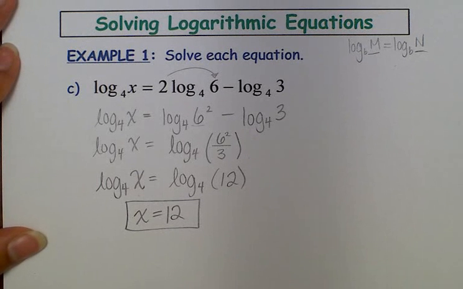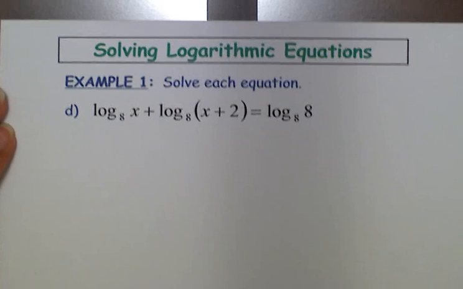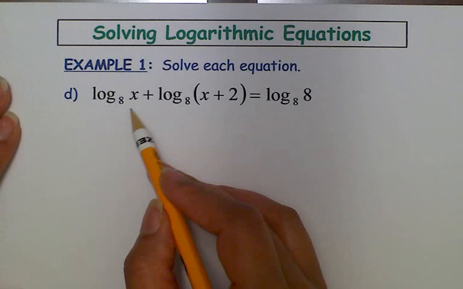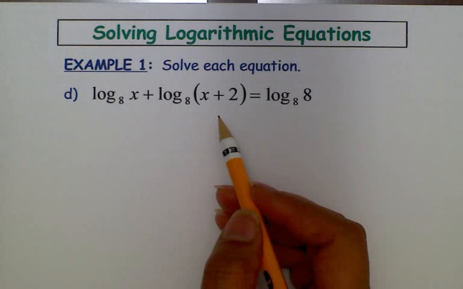Okay, let's take a look at the next example. This one's a little bit different. In this example, what you'll notice is that you have more than one logarithmic term that has a variable in it. If you look at the left-hand side, you have two terms that have a variable in them. So I'm going to use the laws of logarithms to try to combine them.